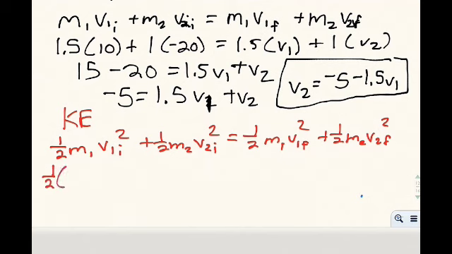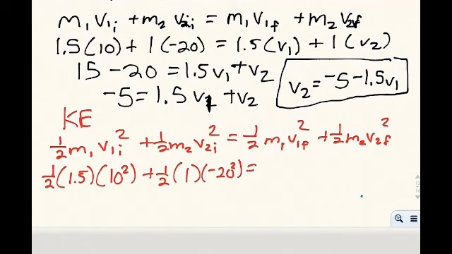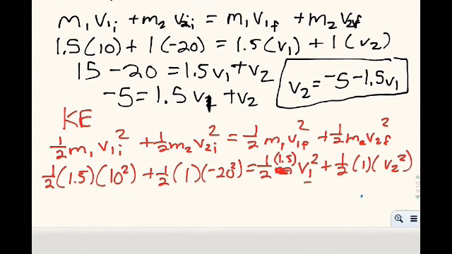1/2 the mass times the velocity squared plus 1/2 the mass times the velocity squared equals 1/2 the mass, the mass right here was 1.5, times the velocity squared plus 1/2 the mass times the velocity squared. Now if you look, I did the same trick right here where I left off the f's, just for brevity's sake, just to make sure I'm consistent throughout the problem.